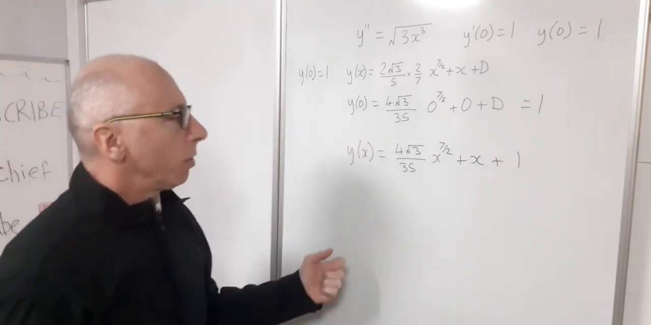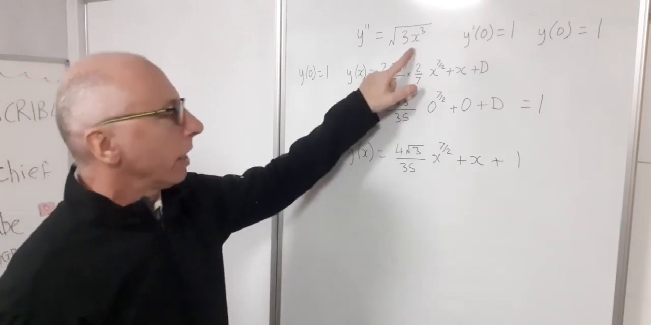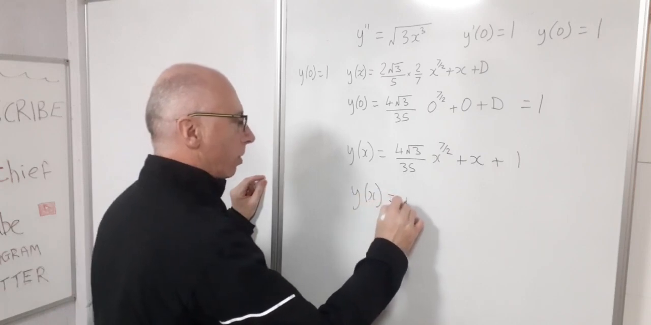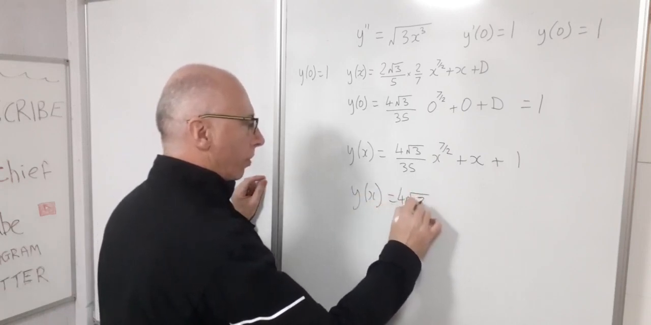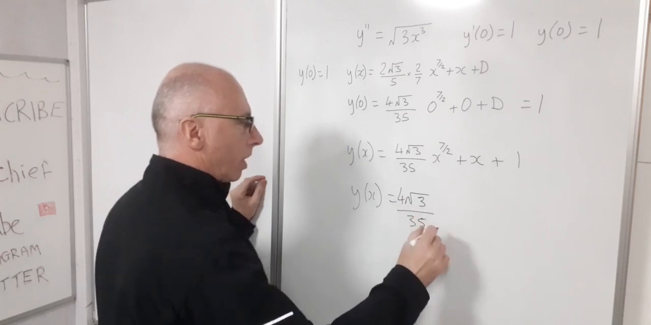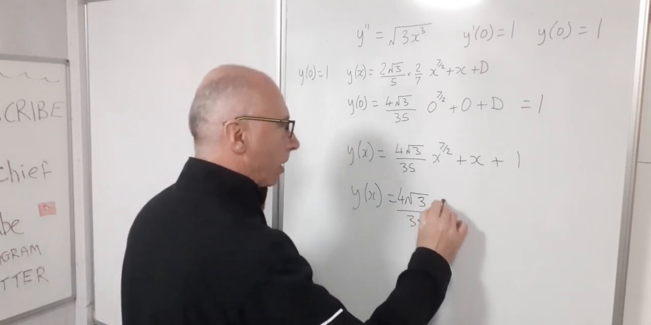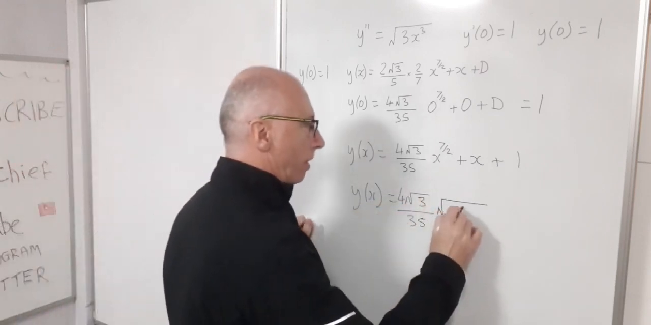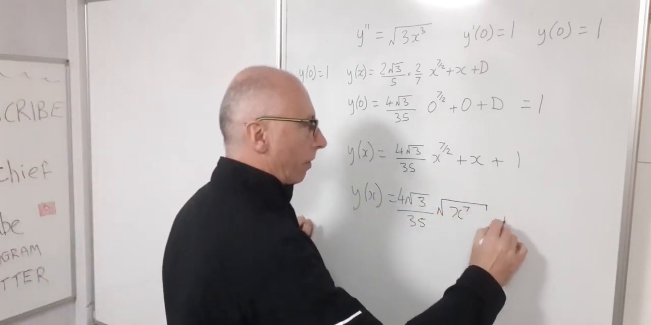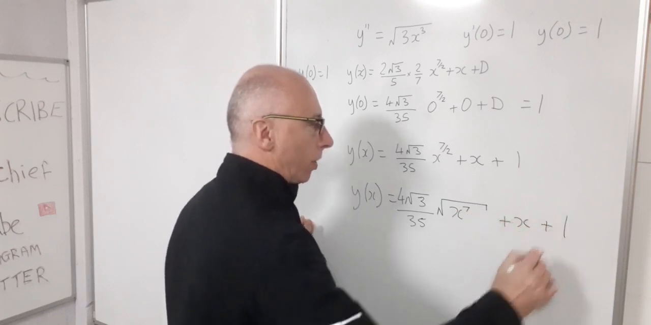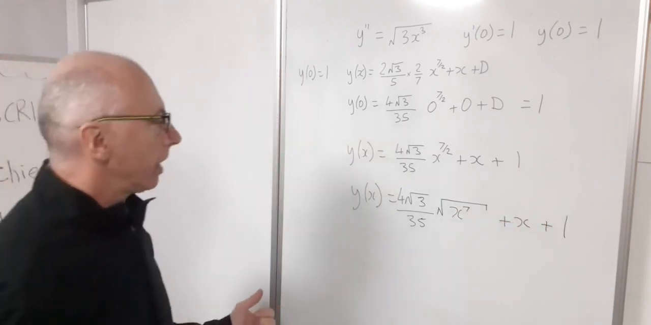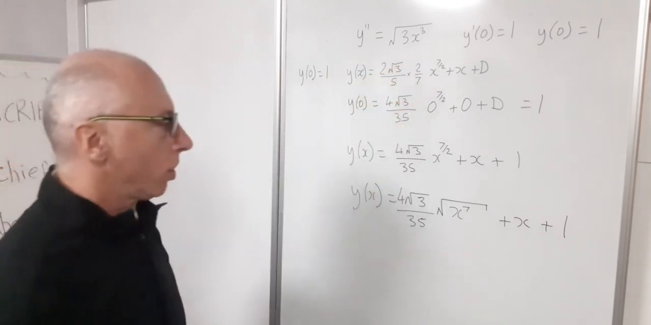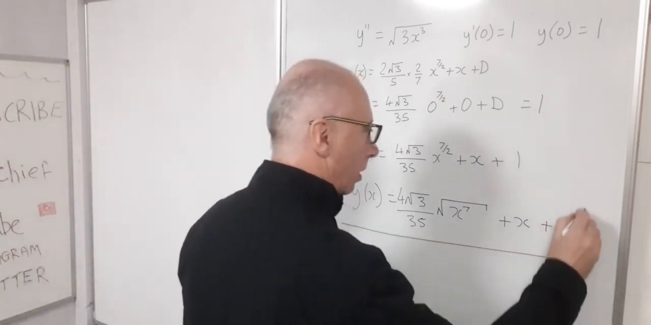Okay, now what we can do is put this back into terms of our square root. So y of x equals 4 root 3 over 35, and then let's get a square root term here. If that's a square root, we want x to the 7 inside the radical, and then close that off, and then add x and add 1. Okay, that is our solution to our original problem, y double prime equals the square root of 3x cubed.